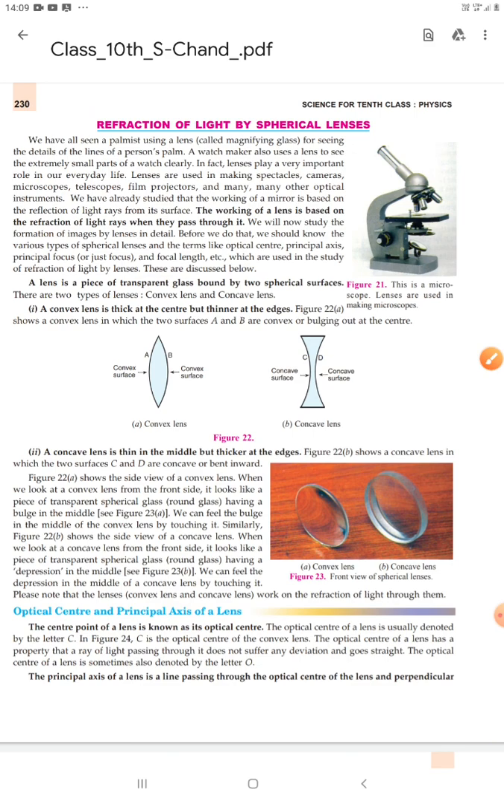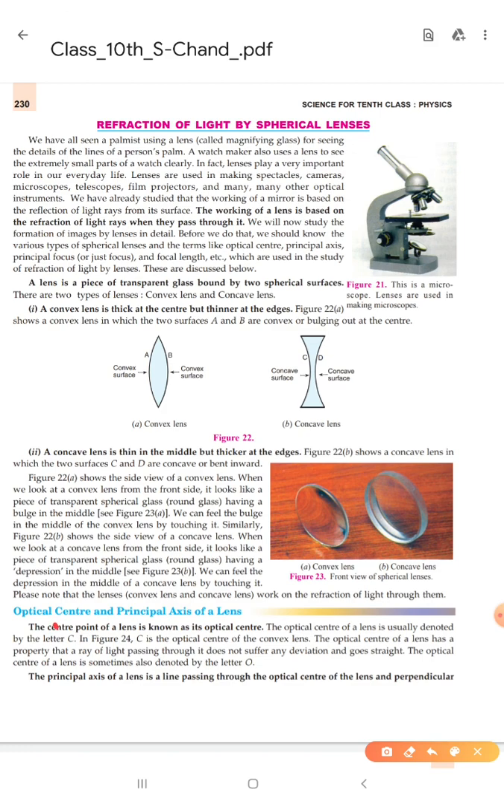This is a very important thing. By touching the concave and convex lens, we can know which is which by the thickness of their material.